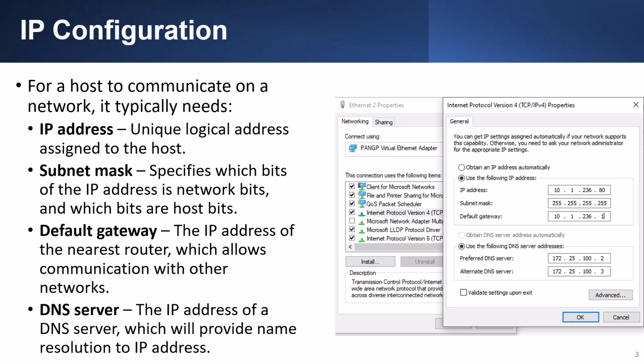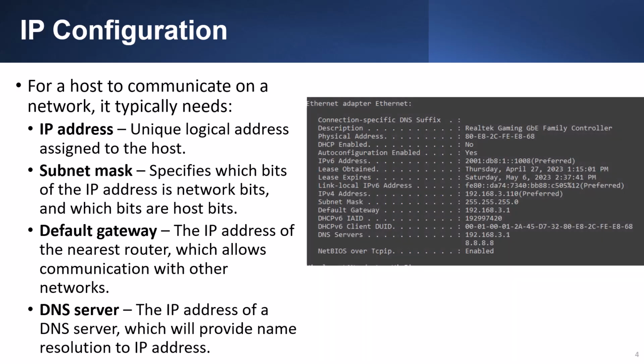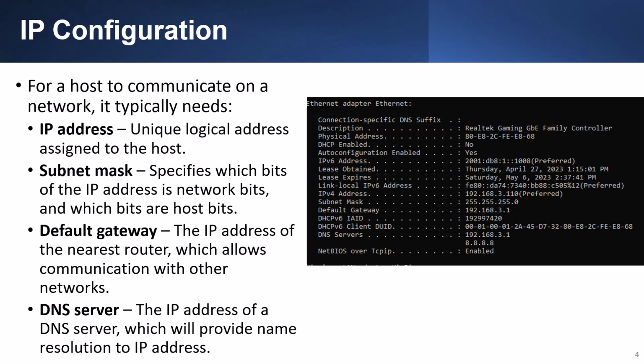For a host to communicate on a network, it typically needs an IP address with a unique logical address assigned to the host, a subnet mask which specifies which bits of the IP address are network bits and which bits are host bits, a default gateway, which is the IP address of the nearest router which allows communication with other networks, and a DNS server which provides name resolution to IP addresses. This screen shows the same information but using the ipconfig command.